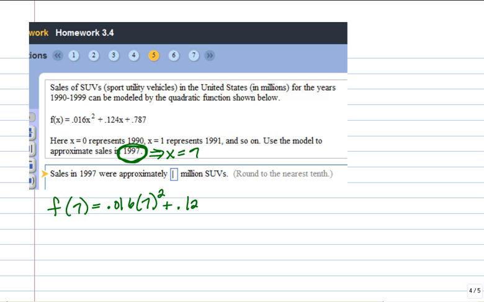So don't try to make this into a more complicated problem. So f of 7 would be 0.016 times 7 squared, or 49, plus 0.124 times 7, plus 0.787. And my calculation gives me 2.439. Now it said round to the nearest tenth, so that would be just 2.4. So that would tell me that there were 2.4 million SUVs sold in 1997, according to that model.